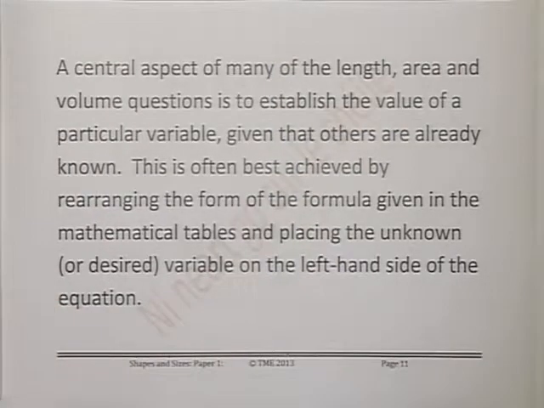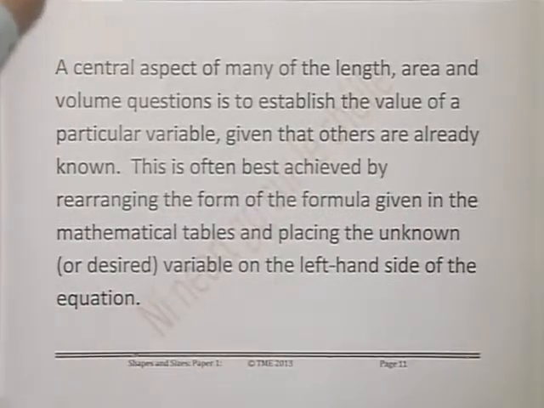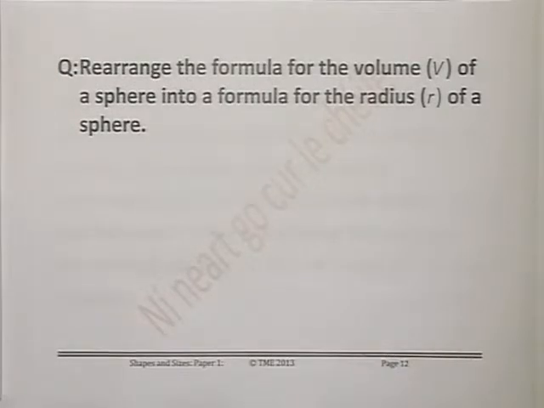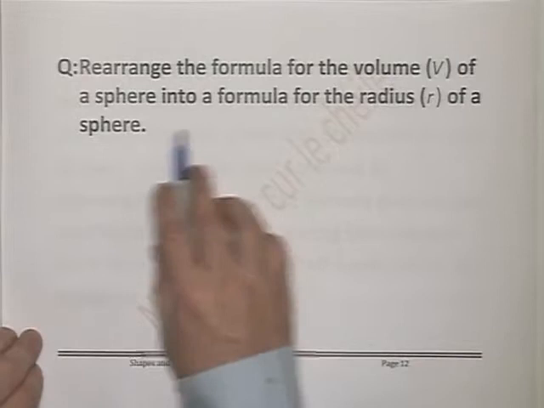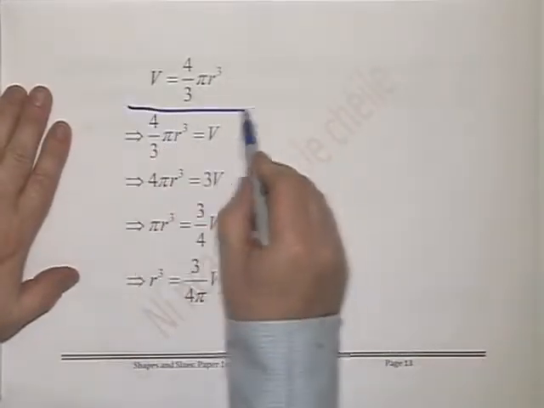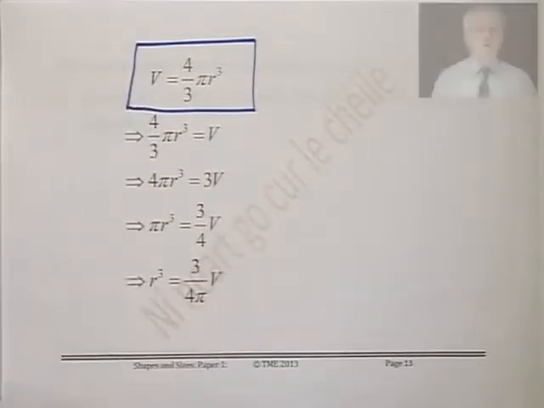So the best way to solve most of these questions is through rearrangement. So let's imagine this equation you have in your book. You know it's there. You don't have to remember it. And they say that the volume of a sphere is given by the following equation. V is equal to 4 over 3 pi r cubed.